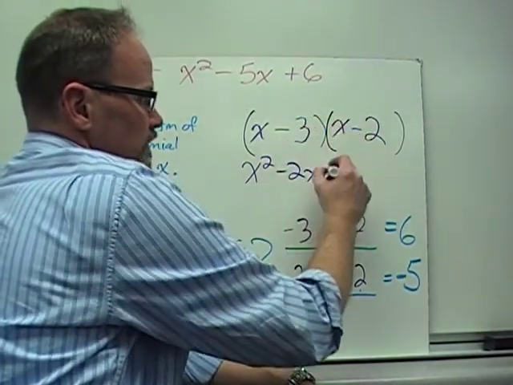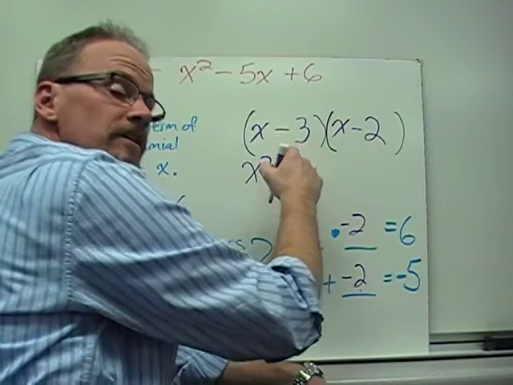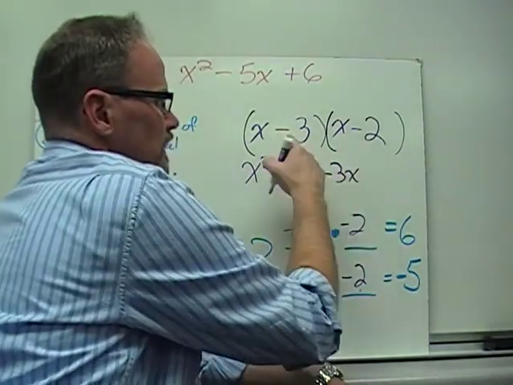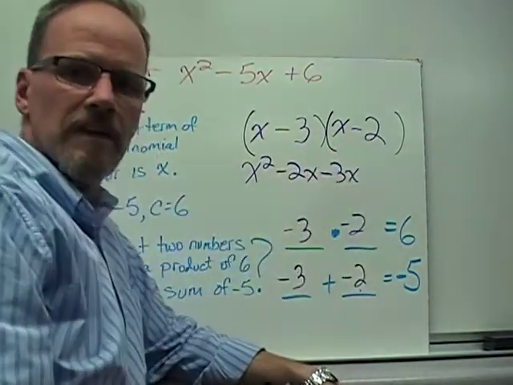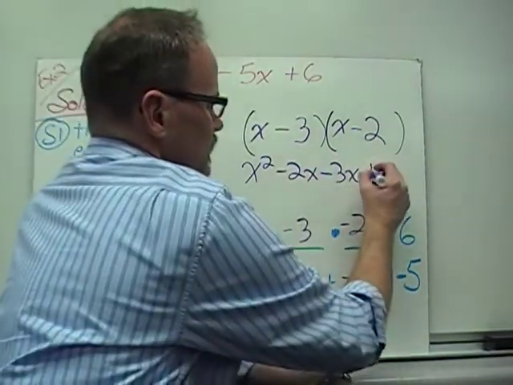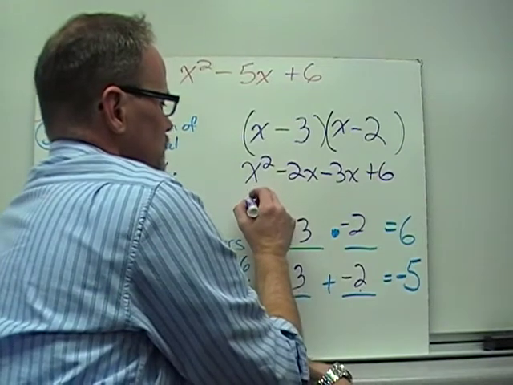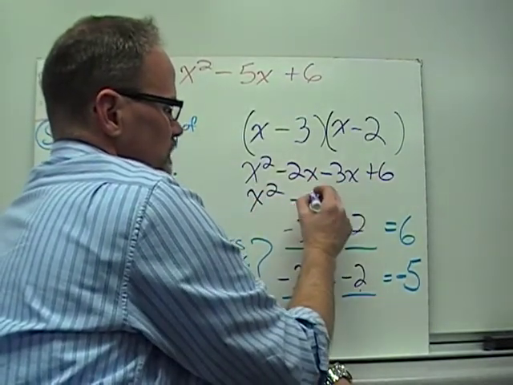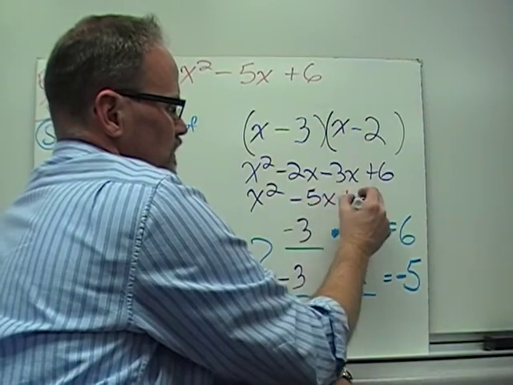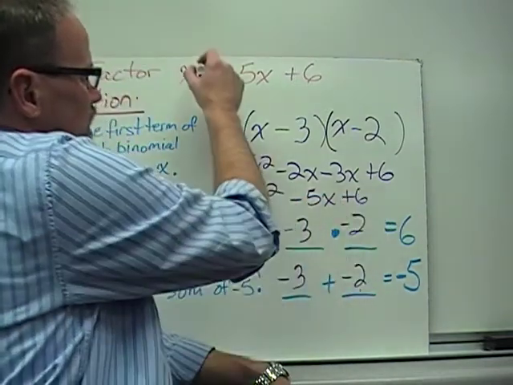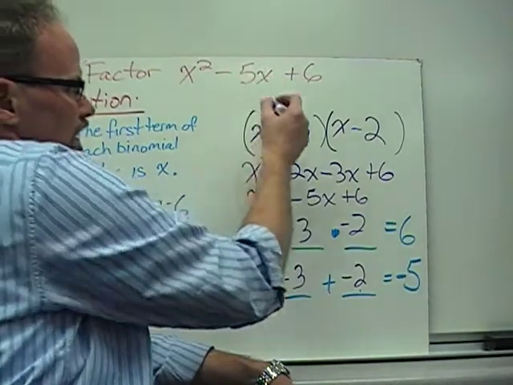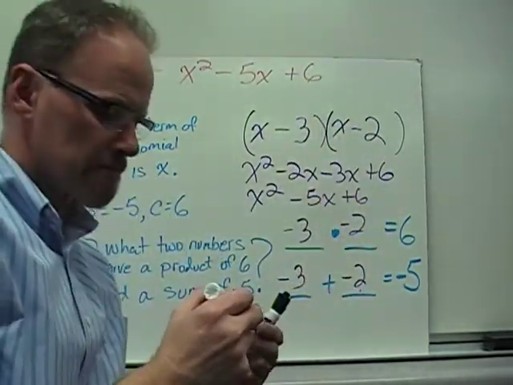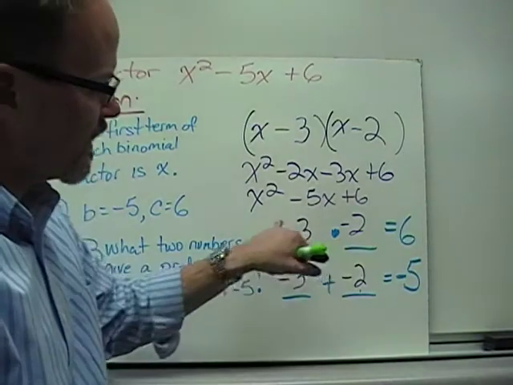Negative 3 times x is negative 3x, and then a negative 3 times a negative 2 is a positive 6. And I think you can see, combining like terms, negative 2x and negative 3x is the same as negative 5x plus 6. So we got x squared, negative 5x, plus 6. So we had to think about this.